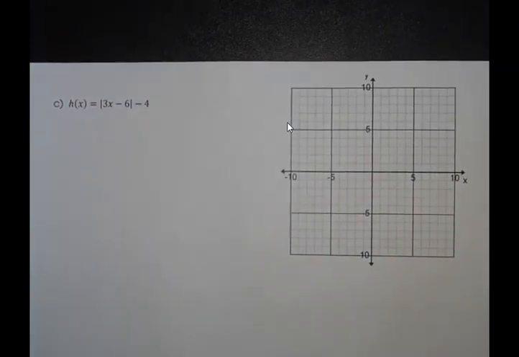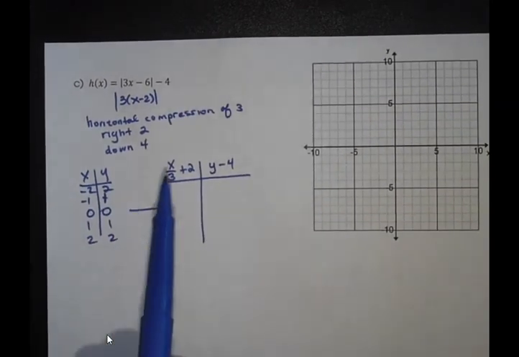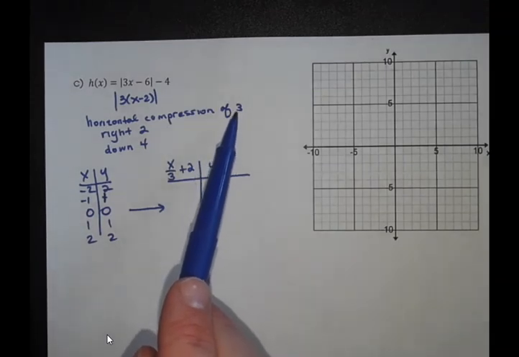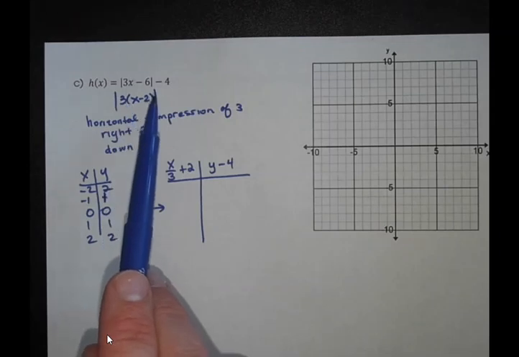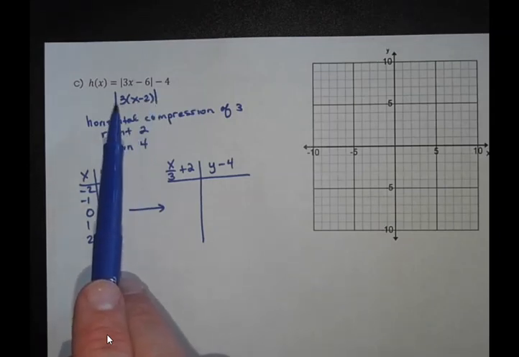We're going to try this one. So what I'm going to do is hit pause, and I'm going to let you write down the transformations, and then we can compare our answers. So what you should have written down is a horizontal compression of 3. And we had to factor out that 3, just like we did when we were doing the trig graphs. We had to factor out that k.